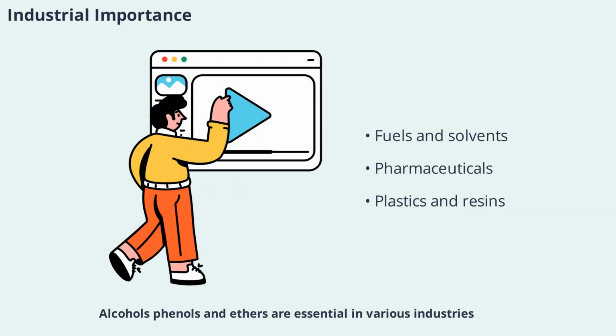Alcohols, phenols, and ethers are essential in various industries. Alcohols are used in fuels, solvents, and pharmaceuticals. Phenols are crucial for making plastics, resins, and antiseptics. Ethers serve as solvents and intermediates in chemical synthesis. Their unique properties and reactivity enable the production of countless everyday products, highlighting their significance in industrial chemistry.